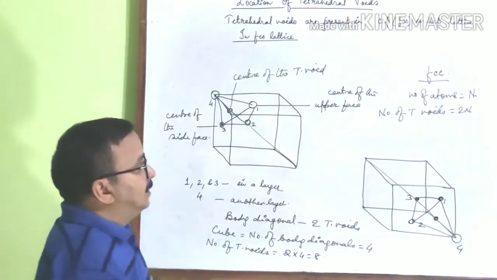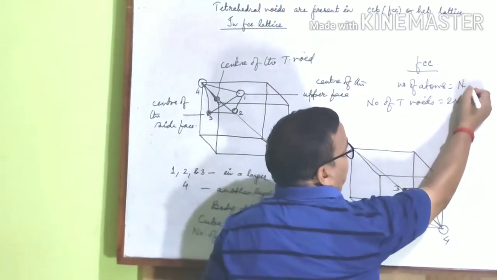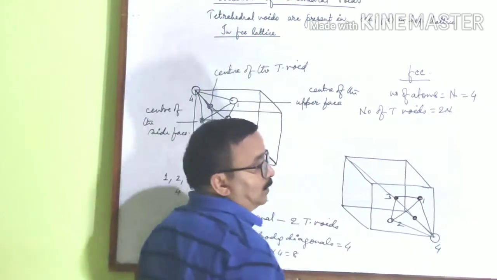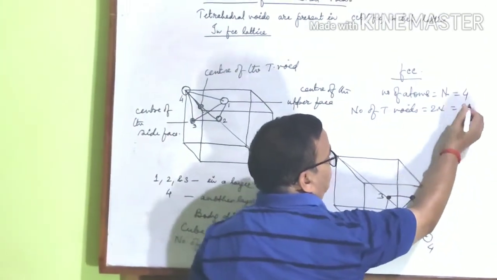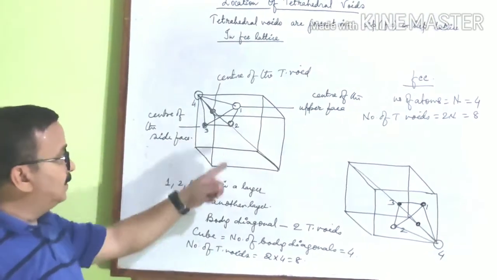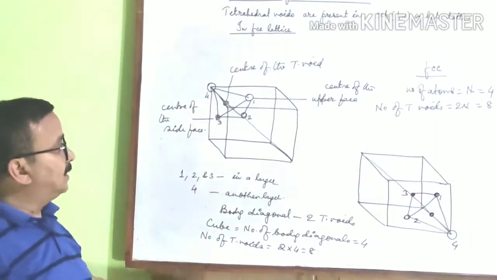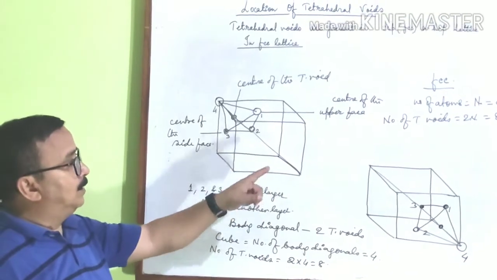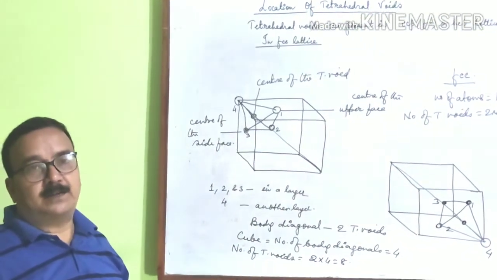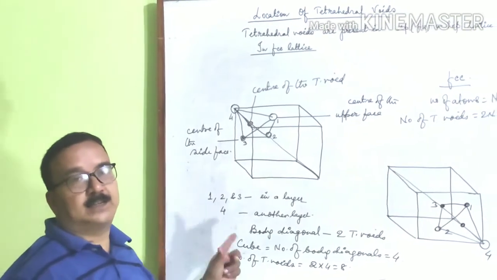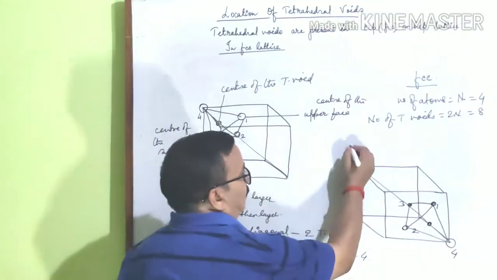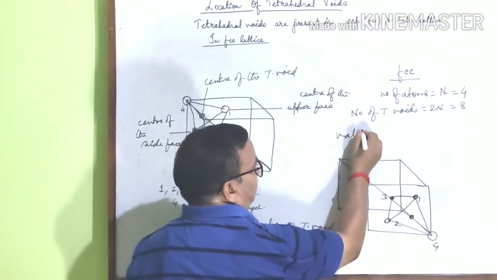In FCC, the number of atoms n is equal to 4. How many tetrahedral voids are formed? It is equal to 8. Thus, in this way, we can say that the rule that the number of tetrahedral voids is always equal to 2n is validated. Therefore, the rule is validated.